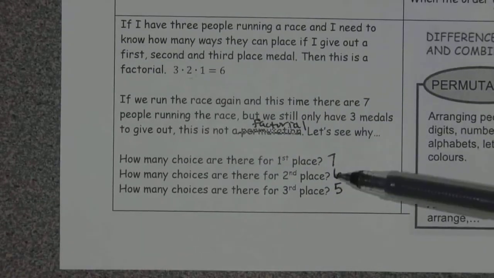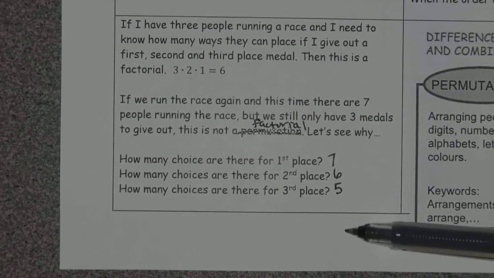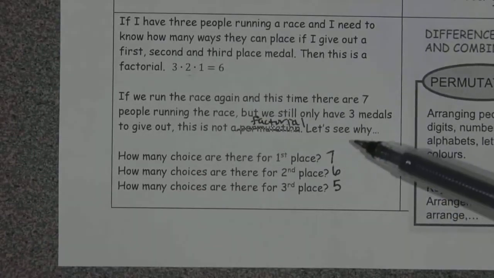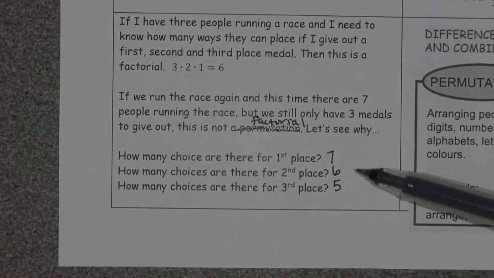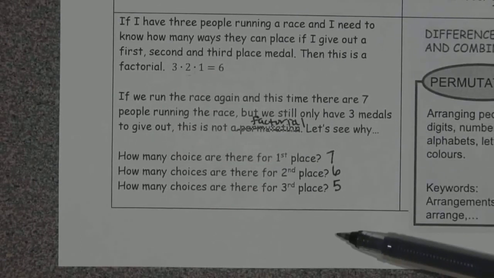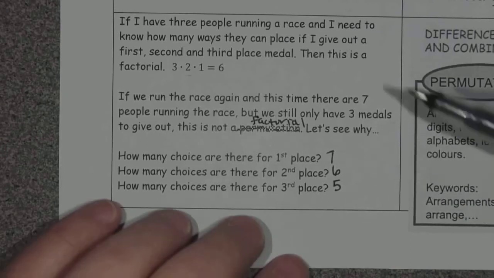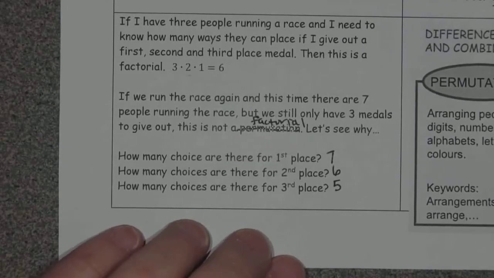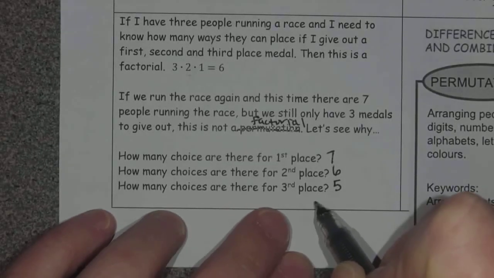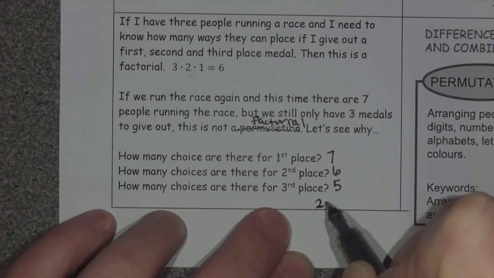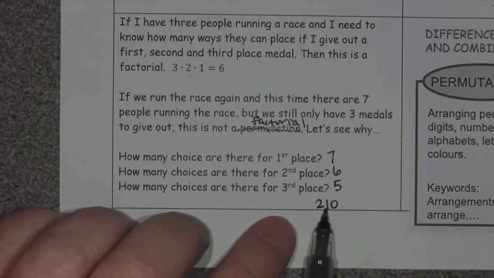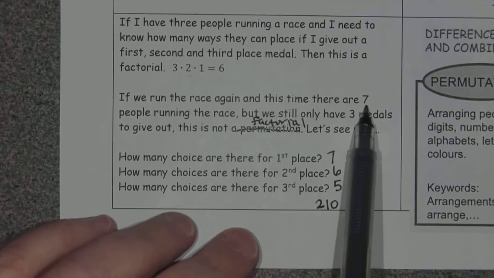Yeah. So do you see how we didn't go all the way down to 1? So 7 times 6 times 5 is not a factorial. It's actually going to be called a permutation because we didn't use all of the numbers. So what's 7 times 6 times 5? I think it's 210. Does anybody else get 210? So there's actually 210 ways if there were 7 people running the race.